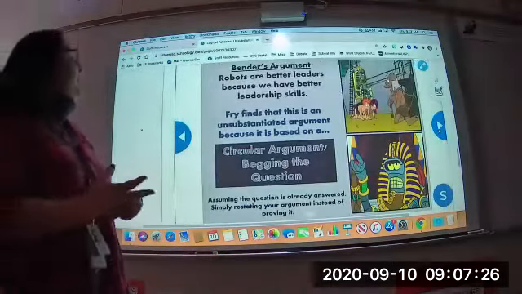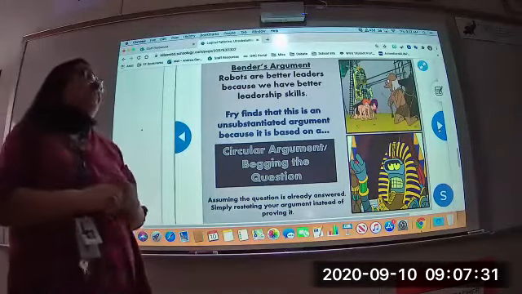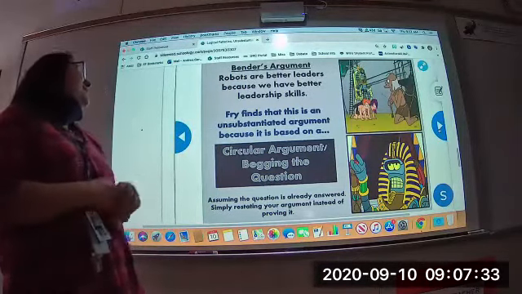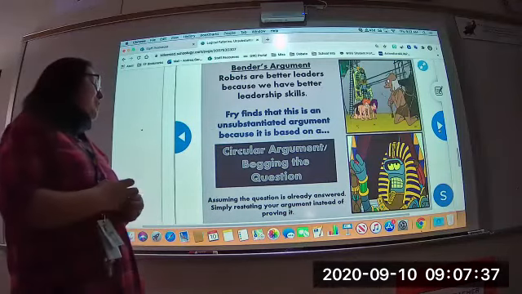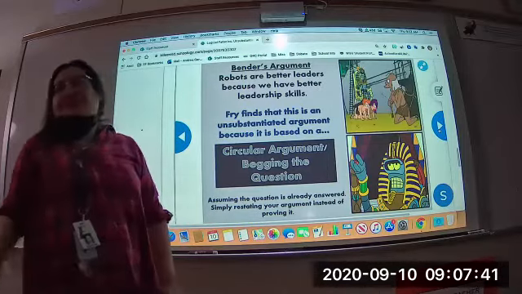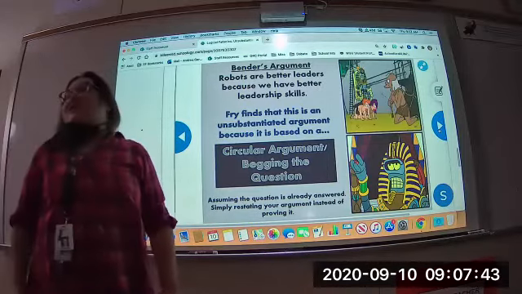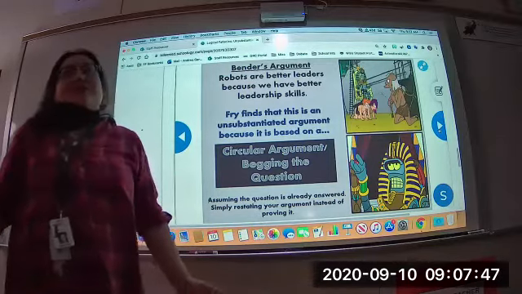All right, then this next argument. Robots are better leaders because we have better leadership skills. This is unsubstantiated because we call that a circular argument or begging the question. Assuming the question is already answered, simply restating your argument instead of proving it. Right? So, UT is the best university in the world because it's the best university.